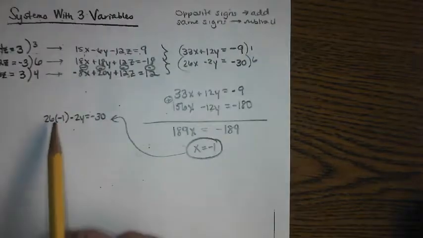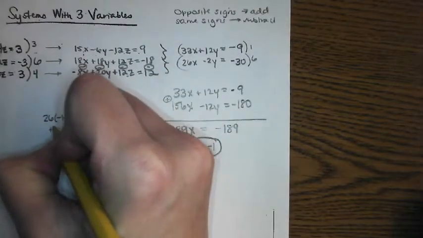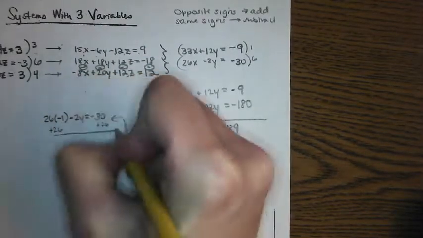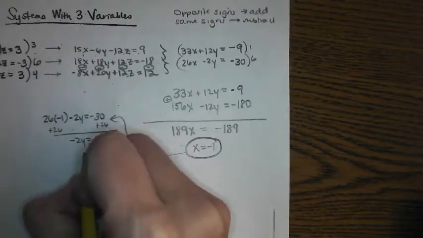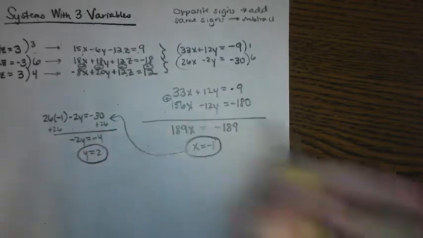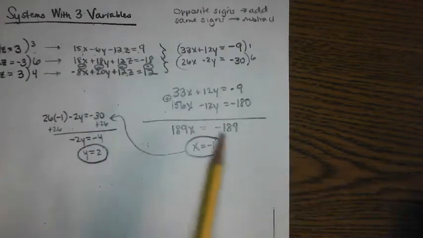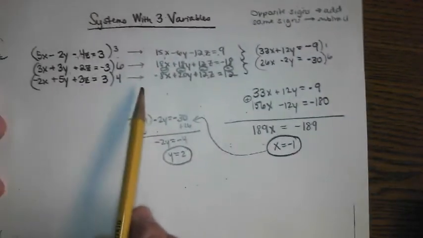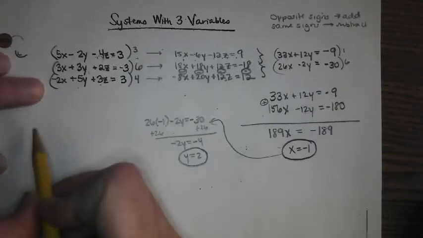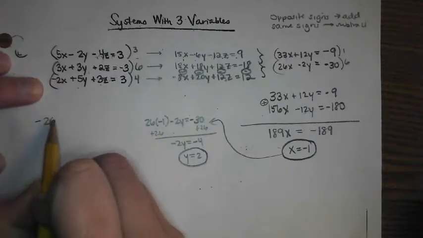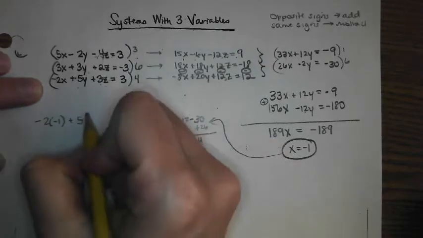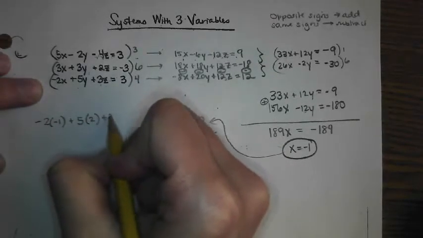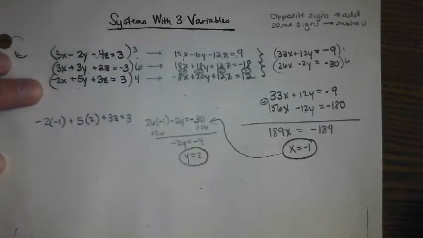So I have a negative 26 that I'll add 26 to both sides. Divide by negative 2, so y equals 2. And then go back to one of your originals with x, y, and z. I'll just do the third one. Negative 2 times my x of negative 1 plus 5 times my y of 2 plus 3z equals 3.